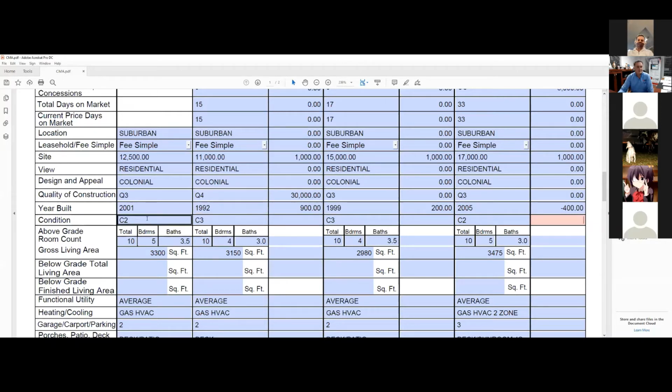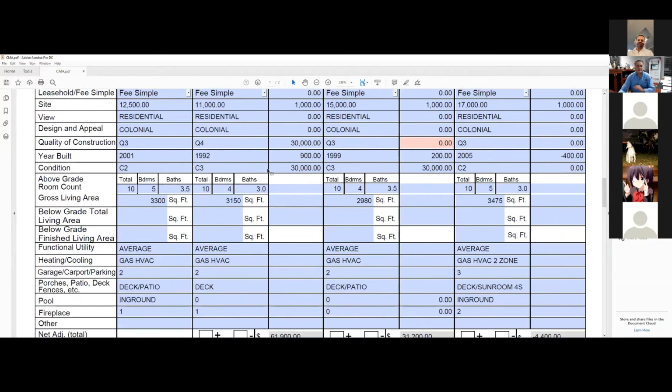So here is a property that has C2 condition, and this one is C3. So C3 would be $30,000 more, right? And this one is $30,000 more, and this one is the same condition.